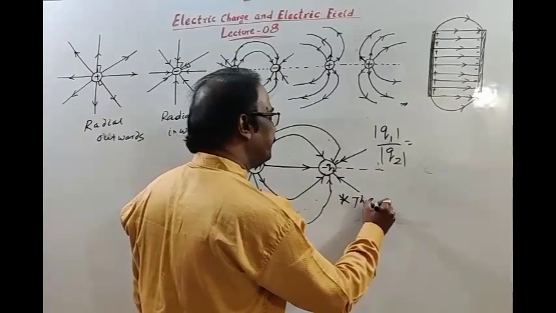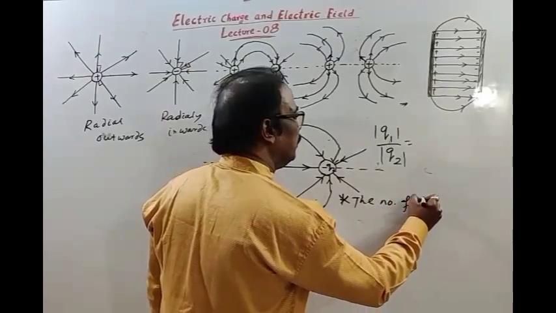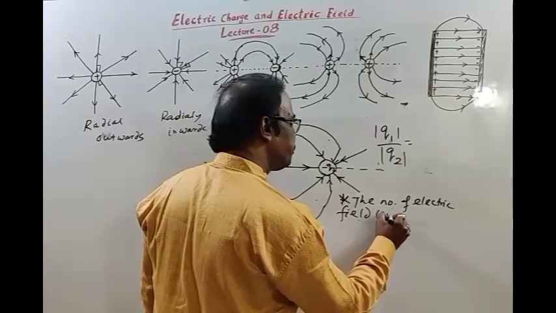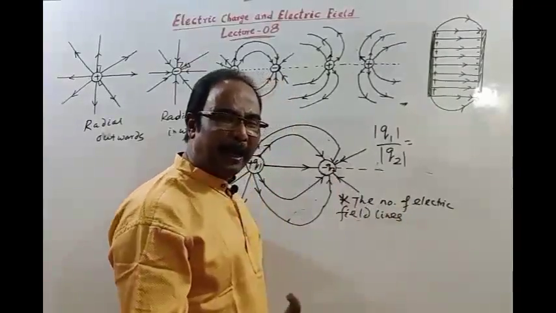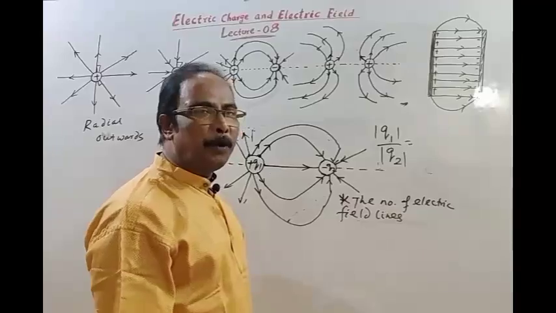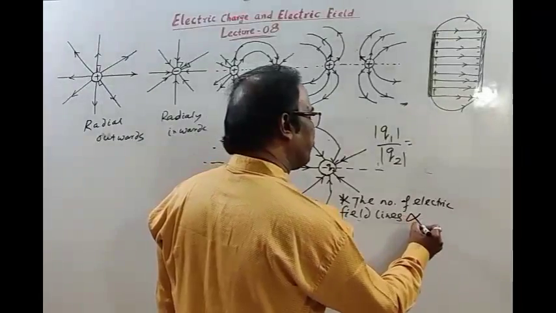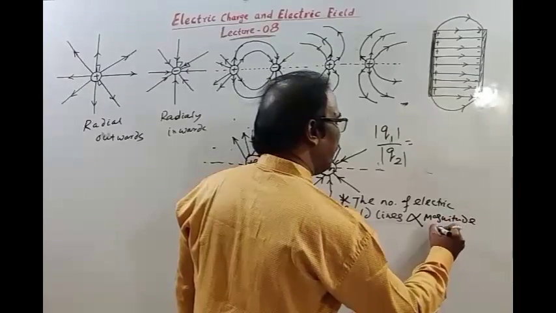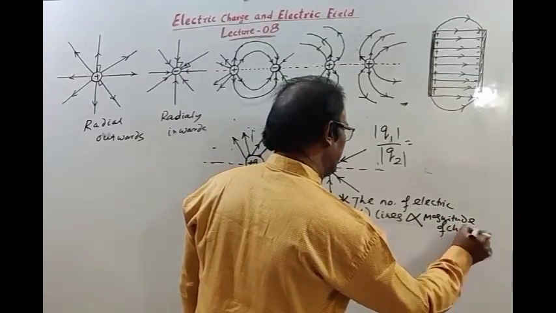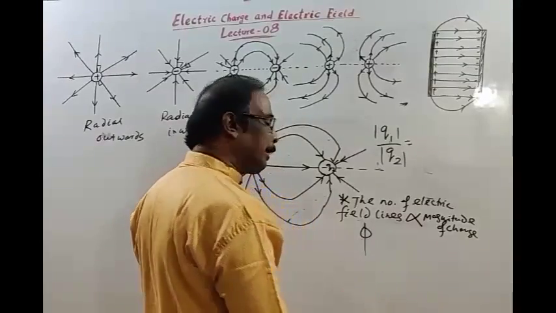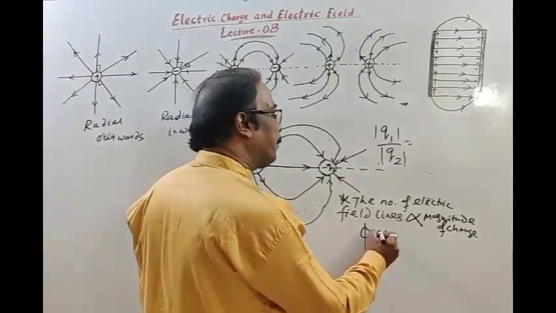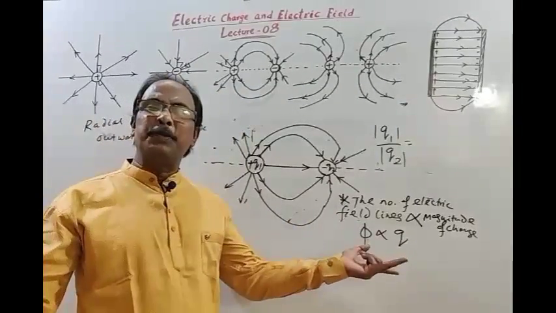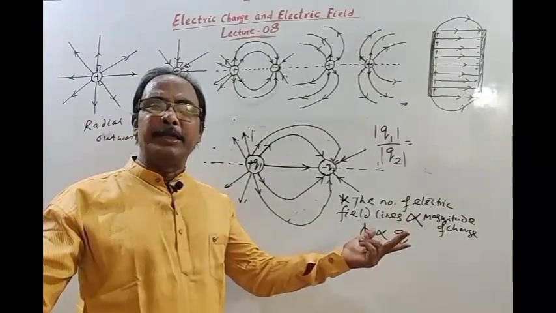The number of electric field lines, or we may say flux, electric flux, we will discuss in the next lecture about the electric flux, is directly proportional to the magnitude of charge. Number of electric field lines, we may take it as phi flux, is directly proportional to magnitude of charge. So the more the magnitude of charge, the more is the number of lines of force.